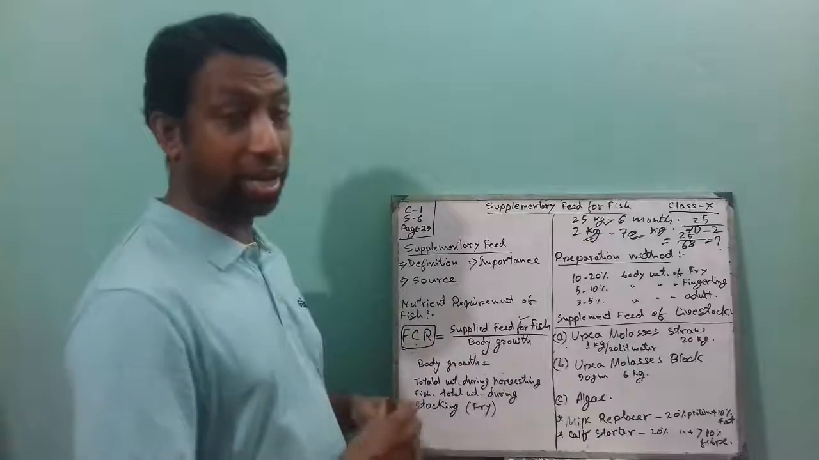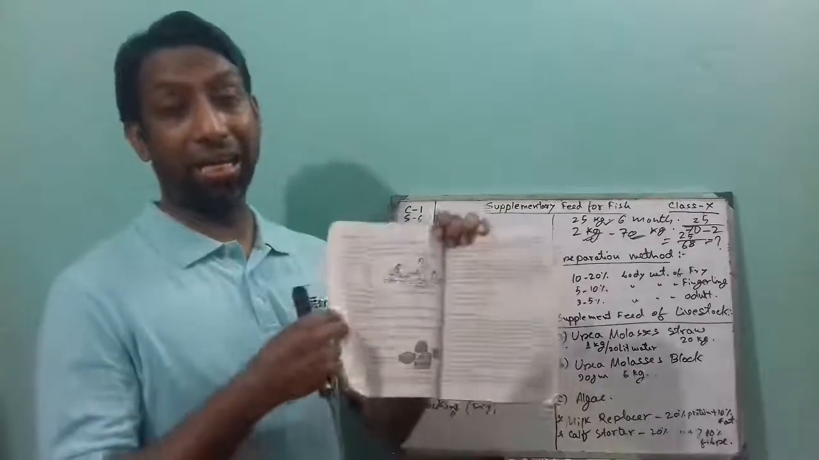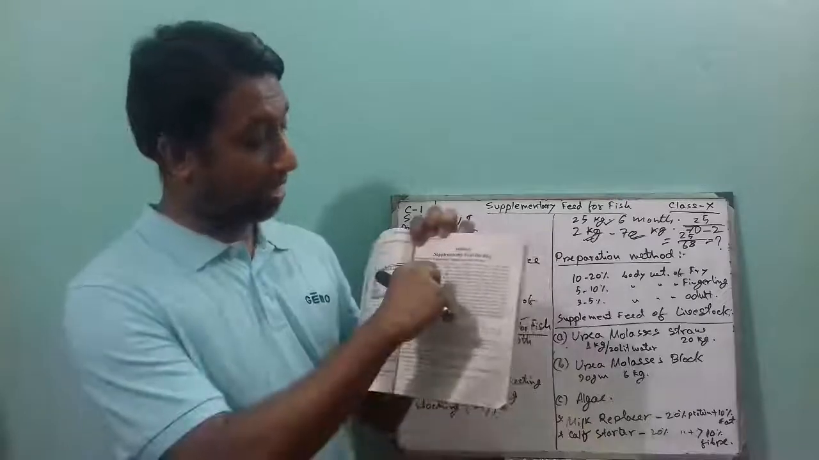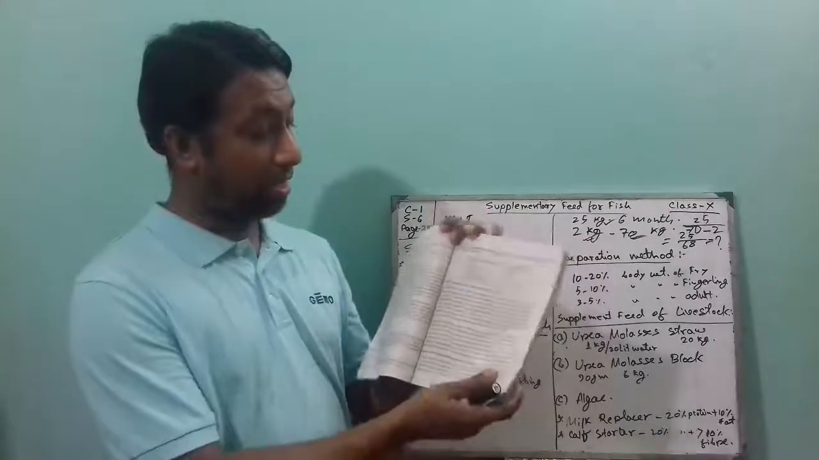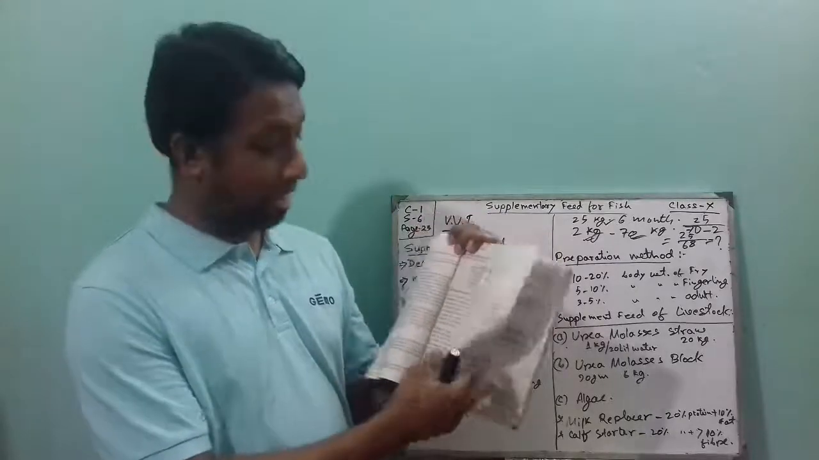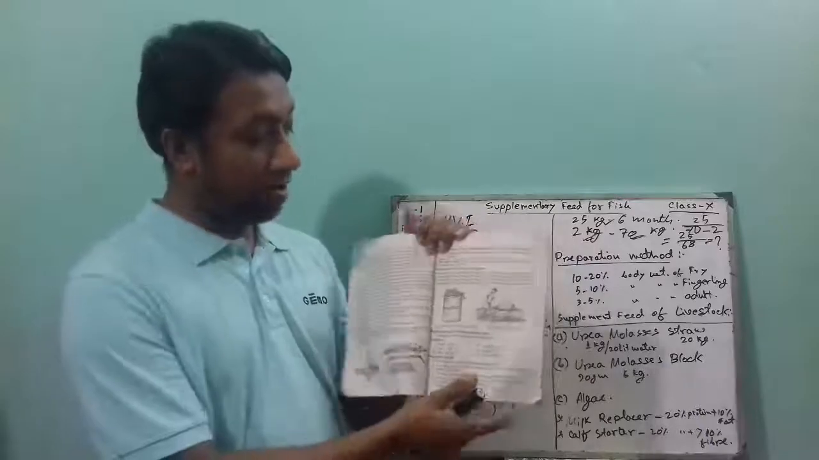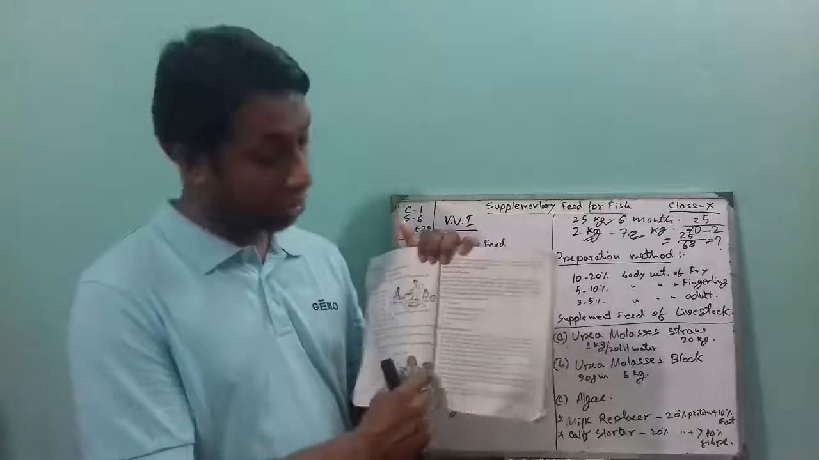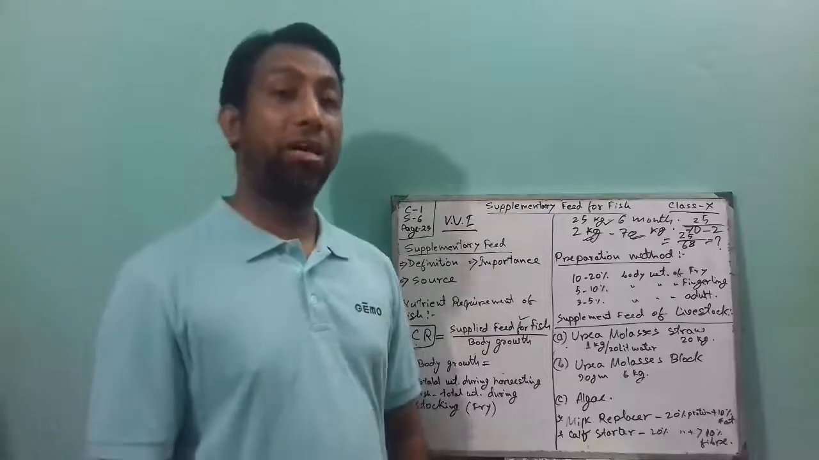So this chapter is very important for your CQ and MCQ. Remember that you have to read every line of this textbook, because there are many MCQs in this chapter: on the first page, source, definition, example, advantage; on the next page, FCR value; and on the next, the preparation method of supplementary feed. This figure is very important for CQ, and the explanation here as well. The urea molasses figure and explanation are important, then algae, milk replacer, and calf starter. So this is the chapter you have to study properly for your exam as well as the final exam. Thank you very much.